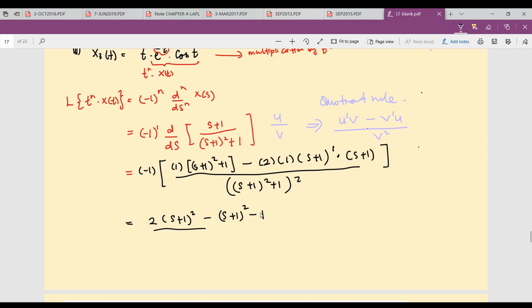Okay, this one kita akan divide by S plus 1 square plus 1 and then the whole this square. Okay, from this one, kalau you calculate dua ni kita boleh kira lah. Kan? Nampak tak? Dia kalau selagi boleh simplify tu, simplify lah. Okay, 2 minus 1 actually 1. So, S plus 1 square minus 1. This one divide by S plus 1 square plus 1 square.